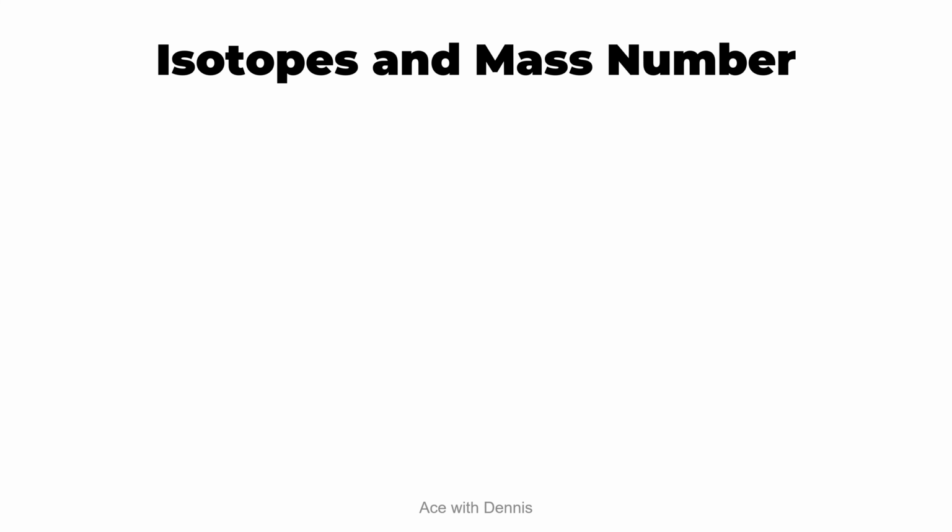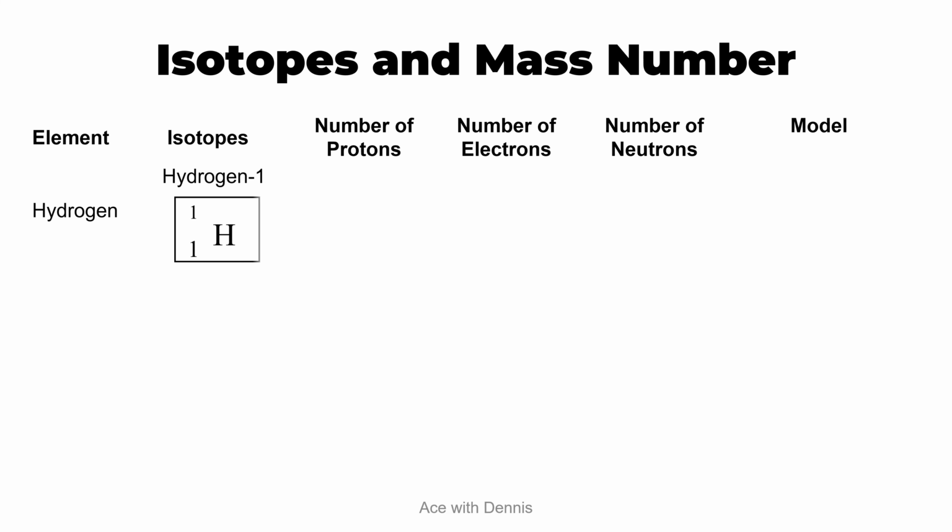Next, let's see more examples of isotopes. The first element example is hydrogen, and the first isotope is hydrogen 1. From here, we can see that the mass number is 1 and the atomic number is 1. Hence, the number of protons is 1, number of electrons is 1, and the number of neutrons is 0. To draw the model, this isotope has 1 proton but no neutrons and is orbited by 1 electron.